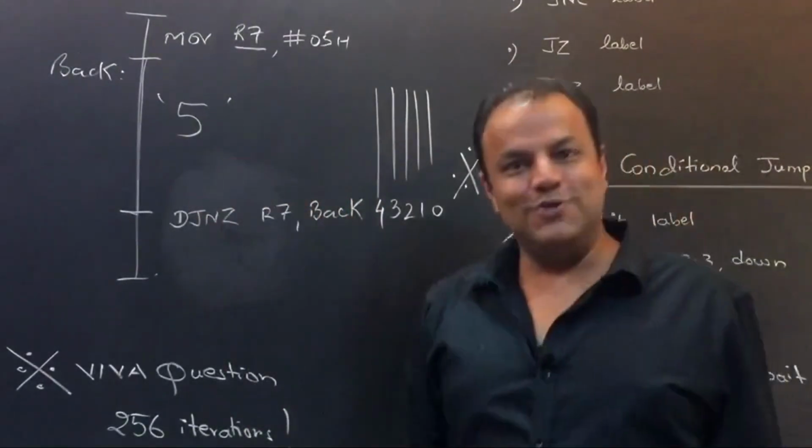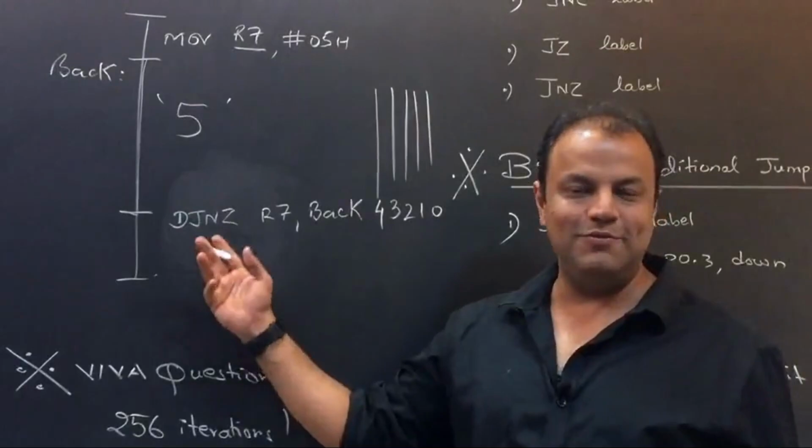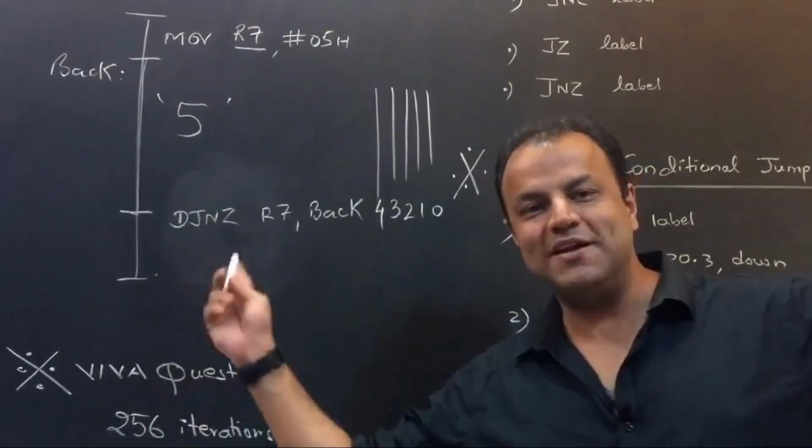If it will not jump, then what will it do? It will just sit there? No, it will go to the next instruction. By default, the program goes to the next instruction. That means it will do your iterations and come out.